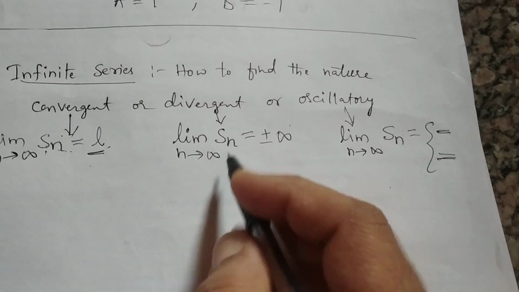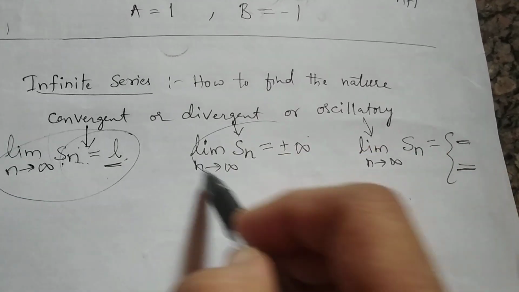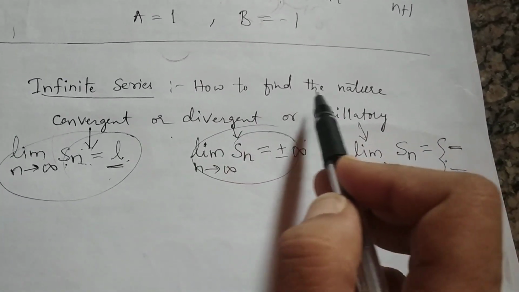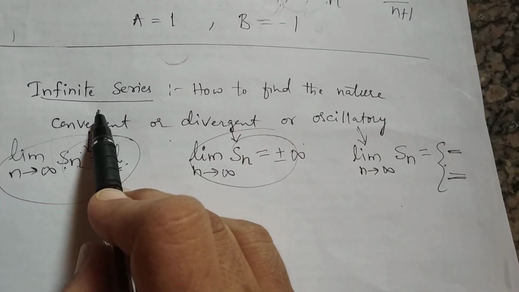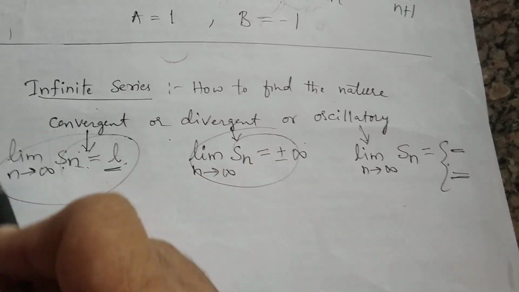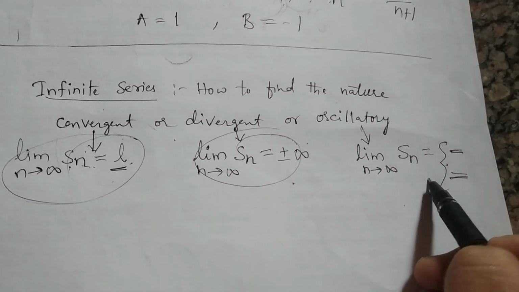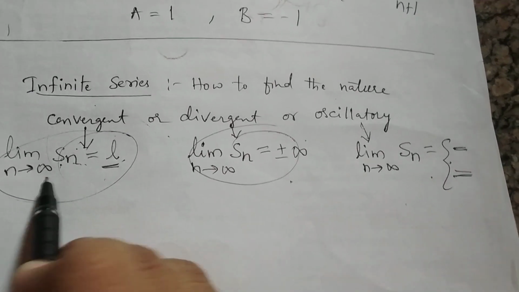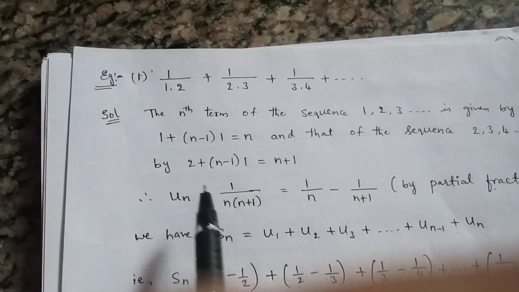Now let us learn how to find the nature of an infinite series mathematically, that is by using the definitions of convergent, divergent and oscillatory. Yes, now let us take one example.